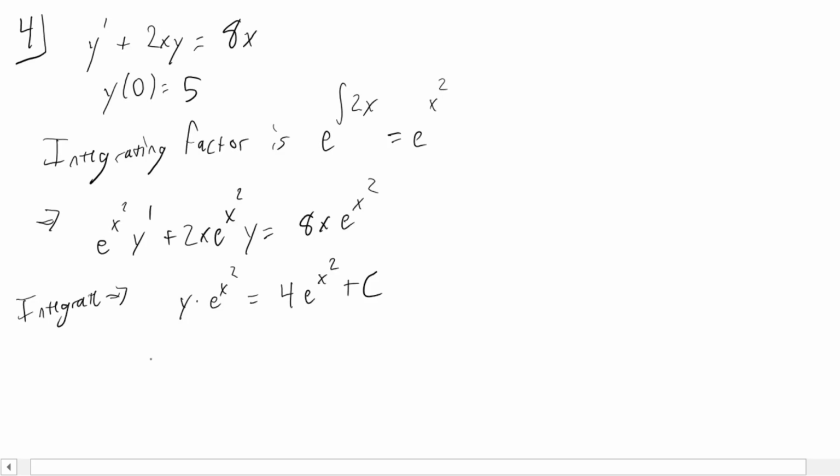Solving for y, we get y equals 4 plus c e to the negative x squared, and that's our general solution. And then to find our particular solution, we just plug in our initial conditions and do a little bit of algebra to get c equals 1.